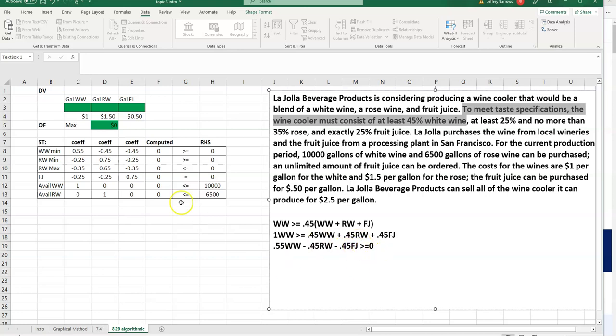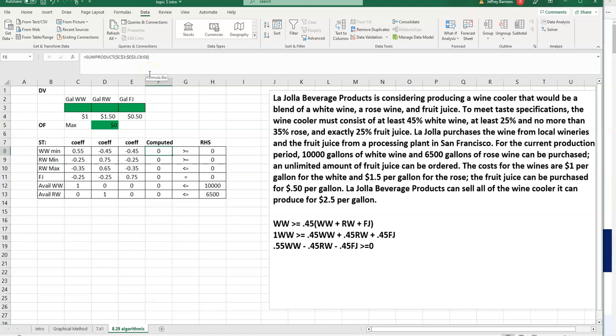So if I take this and go over to this first line, that's exactly what I'm seeing here in the coefficients, which matches my math down here. I have computed that using the sum product. This is the constraint for the minimum amount of white wine. So I compute that, and that must be greater than or equal to 0 based on the way I've computed this here.